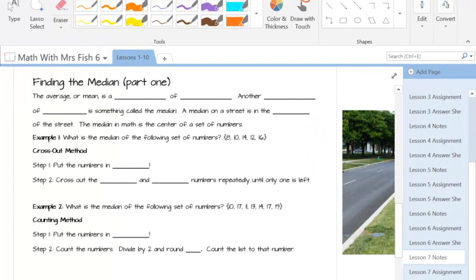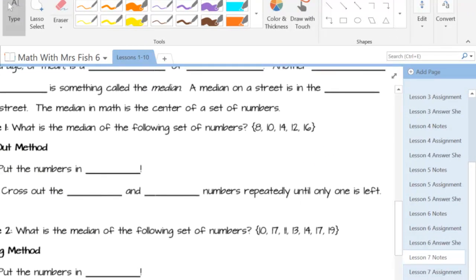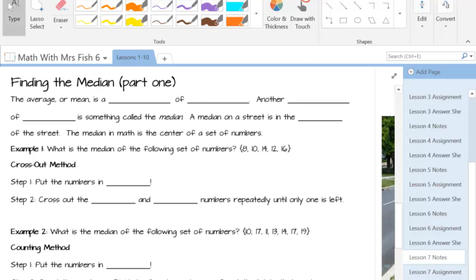Following John Saxon's model from Saxon Math. I just love Saxon Math. So let's take a look. The next thing we're going to do is looking at some statistics and probability strand. This is finding the median.